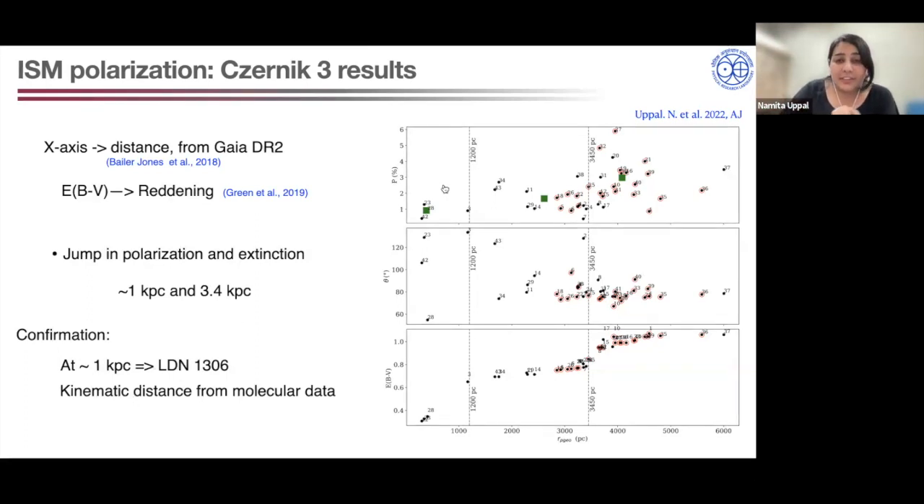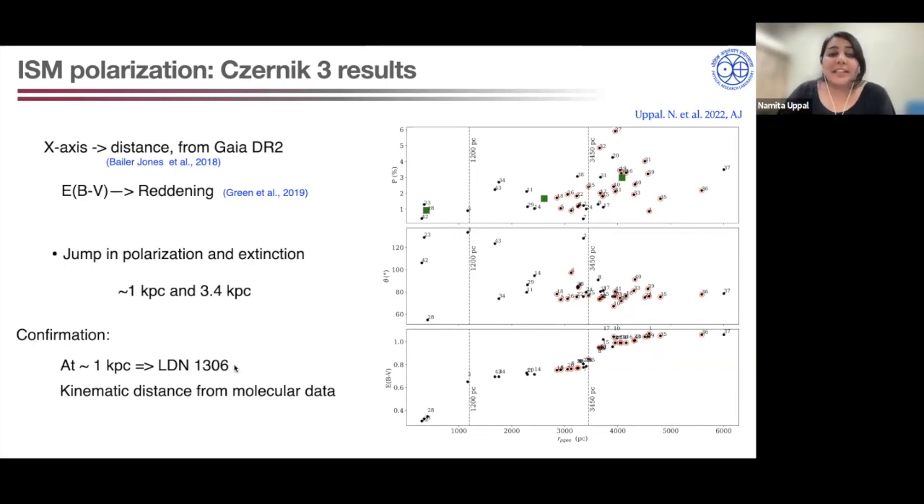So the first cloud, which is at 1 kiloparsec, we were seeing a jump in polarization as well as extinction, which explains that there is actually a foreground cloud present. And the second was also present, but we could not find a dark cloud over there. But we used the kinematic distance from the CO data as well as HI data, and the radial velocity peaks show that the kinematic distance is very well aligned with the distance we have found from the polarization observation.